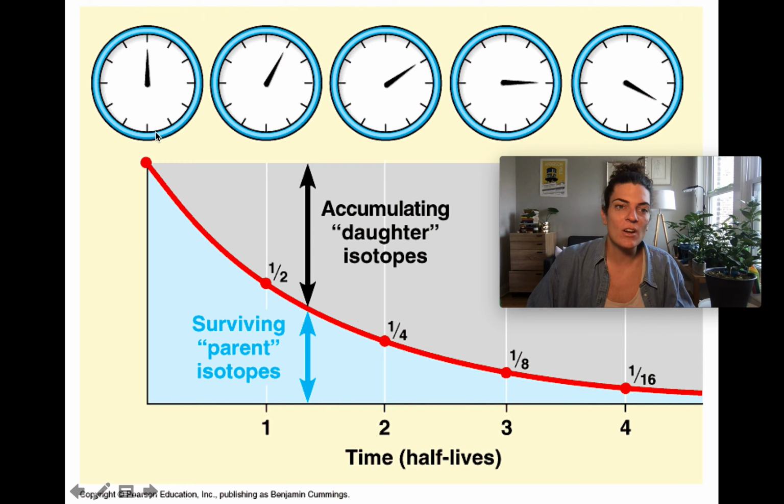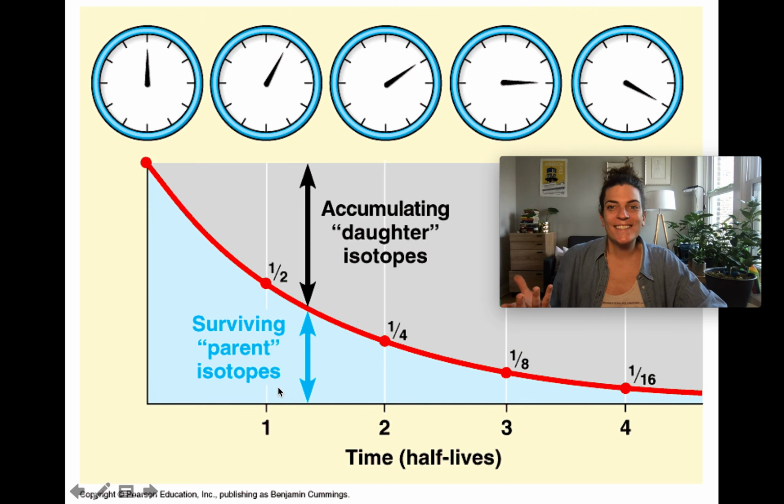So let's say we start here with 100% radioactive material. After one half-life, half of the radioactive material is left. After two half-lives, a quarter is left. After three half-lives, an eighth. After four half-lives, a 16th, and so forth. So on and so forth.